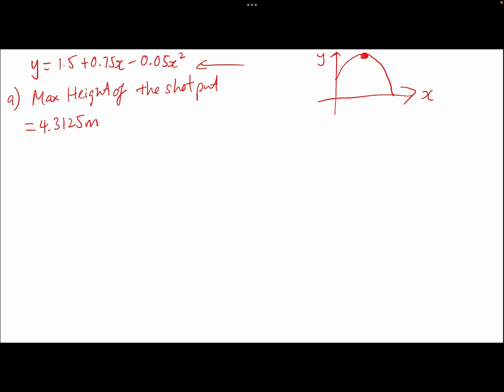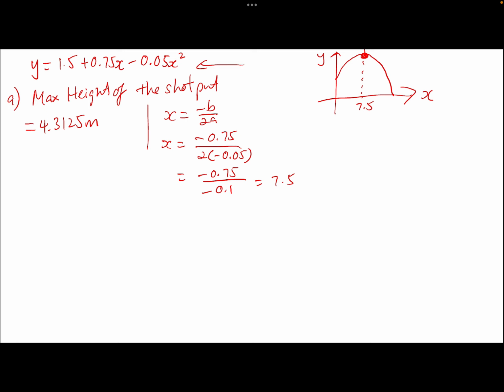So the maximum height will be 4.3125 meters. Now, if you're going to do this without graphing it, you could first find the axis of symmetry, by doing x equal to minus b over 2a. So x would be equal to negative the coefficient of x, which is the value of b. So it would be negative 0.75 divided by 2 times the coefficient of a, which is negative 0.05. You could just work this out. The denominator is negative 0.1, so this should give me 7.5. So the x value is 7.5.